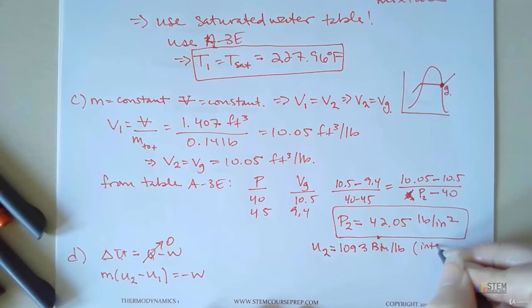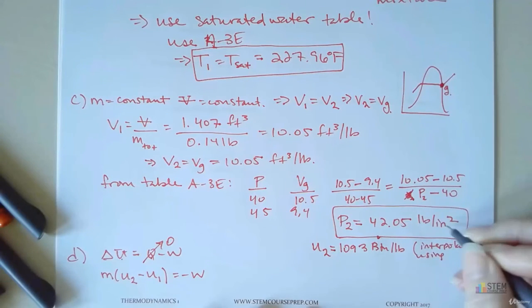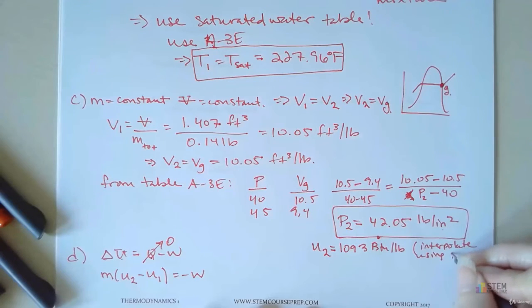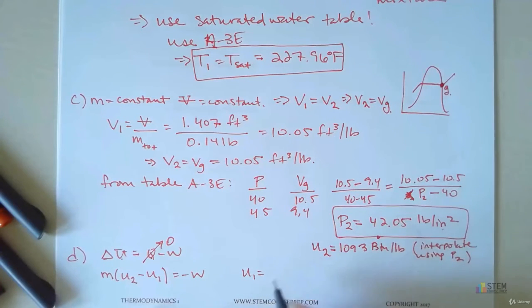So you're going to interpolate using this pressure value. All right, so I will leave that up to you guys to see if y'all can interpolate, get that value for U2. It'll be good practice for interpolation. And then for U1, remember when we were in state 1, we had a liquid vapor mixture. For that one, that exact value won't be in the table, so we do have the equation we can use though, where U1 will be equal to UF plus the quality times UG minus UF.